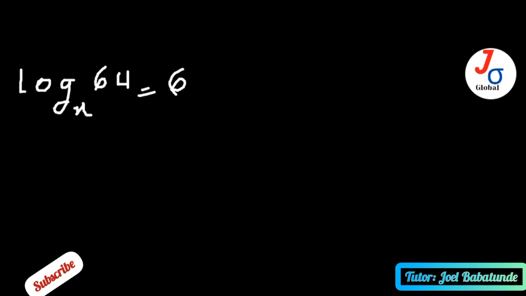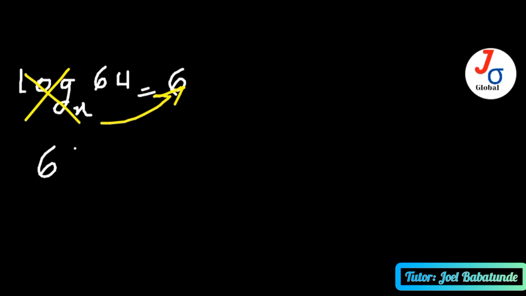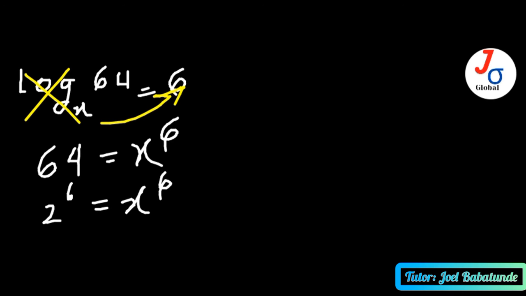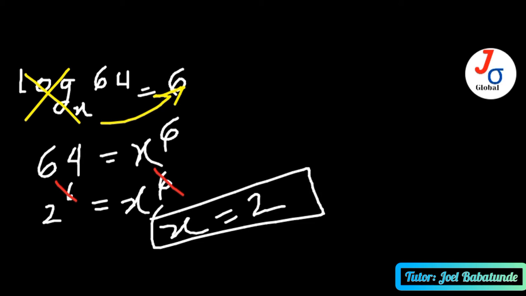You can pause the video and try this out yourself. All right, log 64 base x equals 6. How do you find the value of x? Like we've always been doing, just take the base there and cancel out the log. And what we have is 64 is equal to x to the power of 6. So what to the power of 6 would actually give us 64? That's 2 to the power of 6 would give 64, and you have x to the power of 6. Since they have the same index, I can cancel out the indices, and have x equals 2.